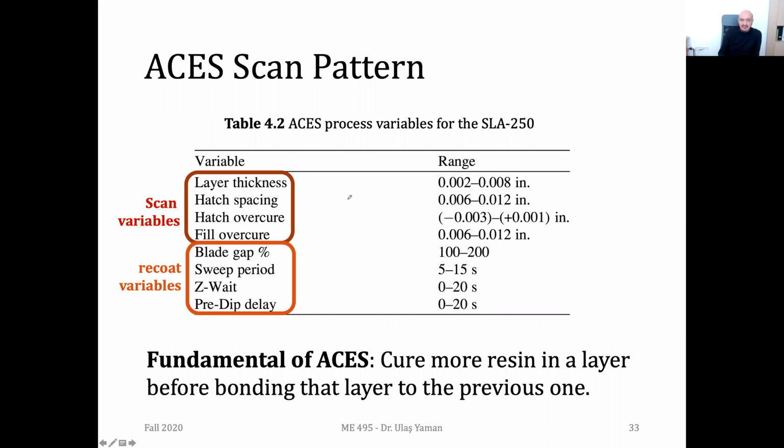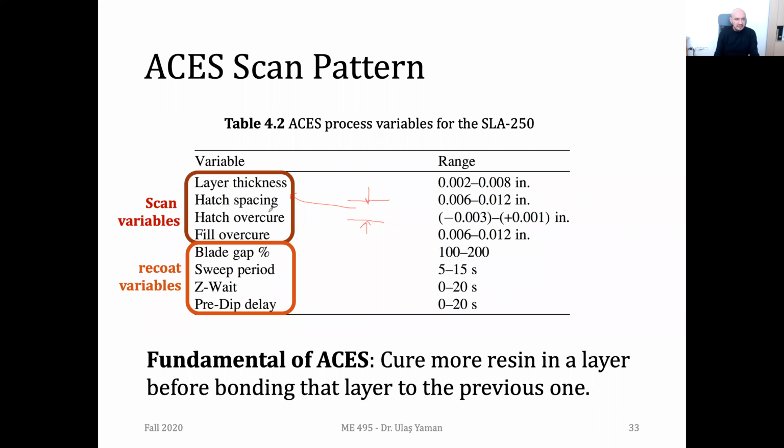Hatch spacing is the gap between 2 hatches. This is a gap, and it's called hatch spacing. And we have hatch overcure, which means that you need to shift your laser a little bit and cure the edges of the hatches, so that again we will be curing the whole hatch properly.